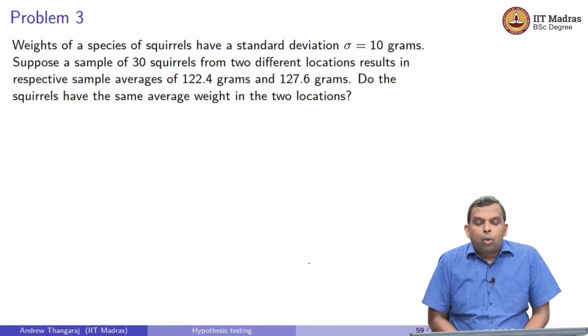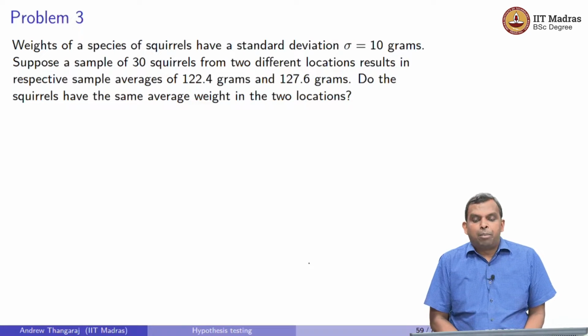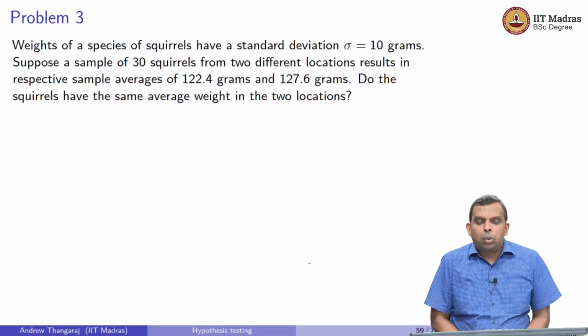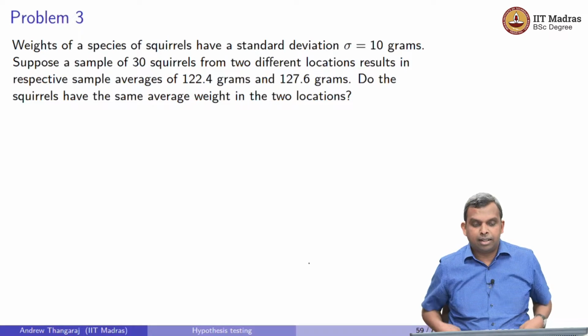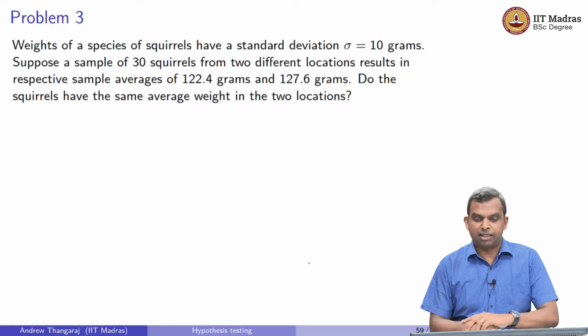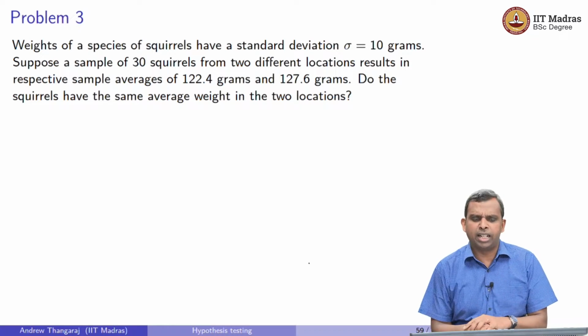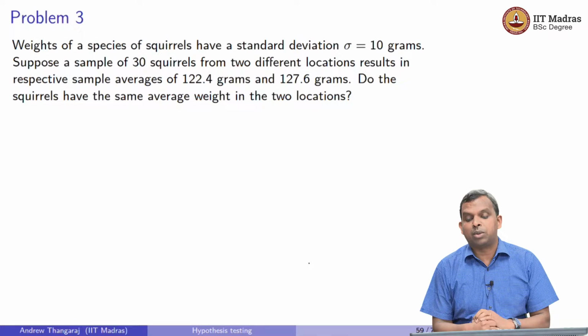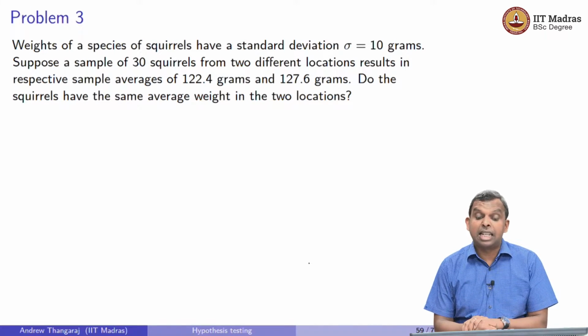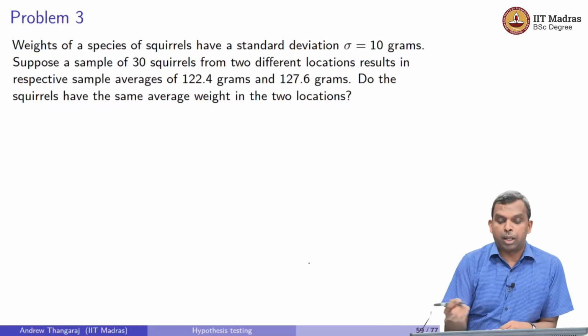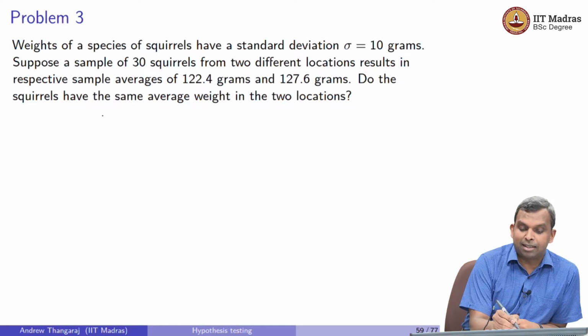Hello, let's now look at a couple of quick problems in the two sample test regime. A biologist is interested in the weight of squirrels in two different places, and there are samples of 30 squirrels each. The standard deviation is known, around 10 grams. The sample average is 122.4 in one place, 127.6 in the other, and you have to conclude whether or not the average weight is the same in the two locations, a mu1 equals mu2 type hypothesis. So this is the two sample z test.